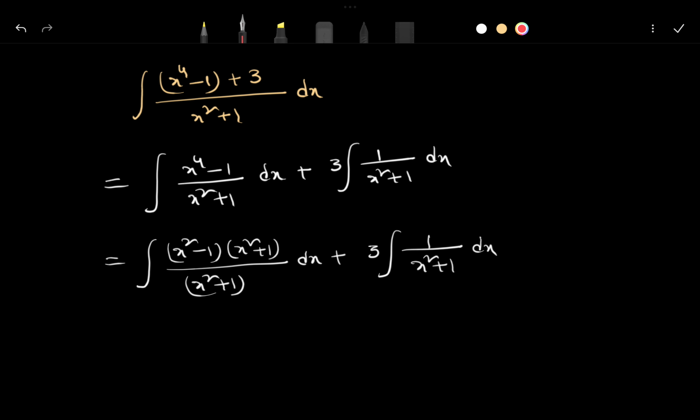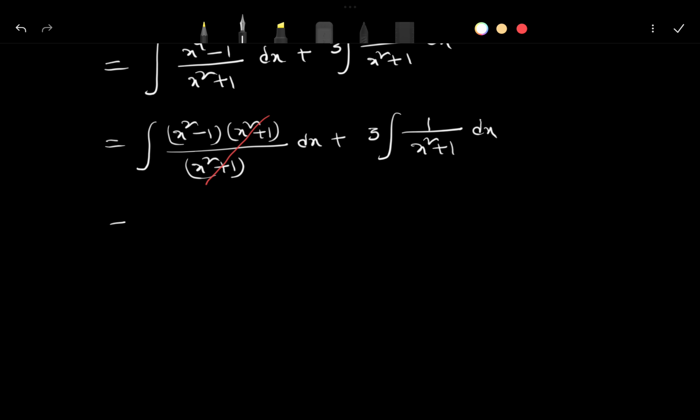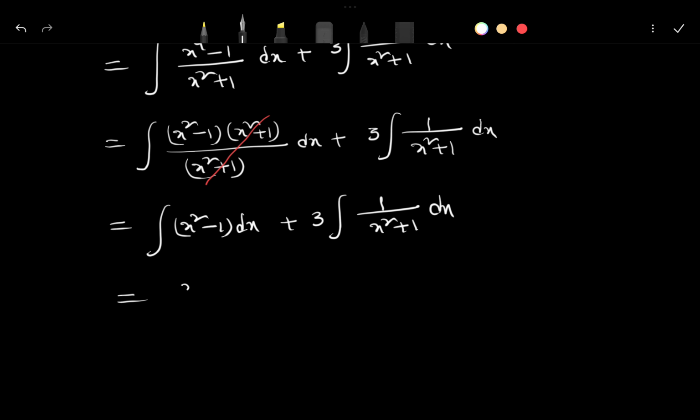Now you see what is common in the numerator and denominator, x square plus 1. So after that we can write integration of x square minus 1 into dx, plus 3 into integration of 1 by x square plus 1 into dx. So what is the integration? x cube by 3 minus integration of 1 into dx, that is x, plus 3 into tan inverse of x.